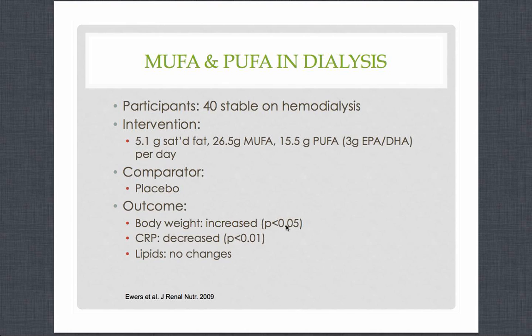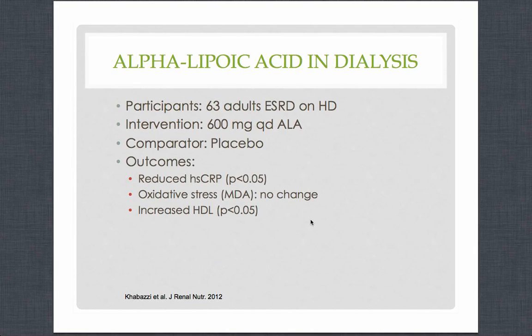Monounsaturated and polyunsaturated fats, comparing a diet that contained this amount daily compared to placebo. Outcome was an increase in body weight, a decrease in CRP, but no lipid changes. So increasing body weight in patients on hemodialysis is really important. So this is significant, and it just shows through manipulation of really the one variable, especially in diabetic kidney disease, where you're trying to keep carbs low and trying to keep protein to its recommended range based on the stage of chronic kidney disease. Actually doing a higher mono and polyunsaturated fat diet can have some beneficial impacts on body weight and inflammation.